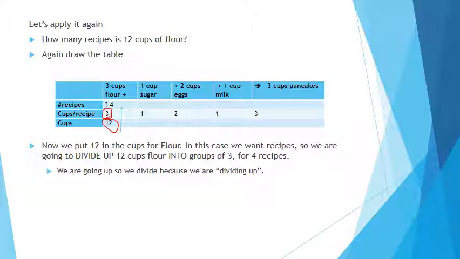So I can divide the 12 up into groups of 3 for 4 recipes. So I can do the recipe 4 times. Okay. So I divided the 12 cups into groups of 3 for 4 recipes. So going up the table, you're grouping, dividing up, and then when you come down the table, you're multiplying out of. So going up, you're putting it into groups. Going down, you're ungrouping.